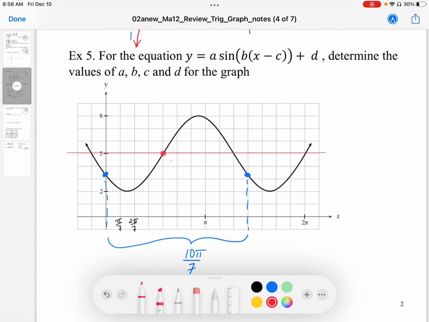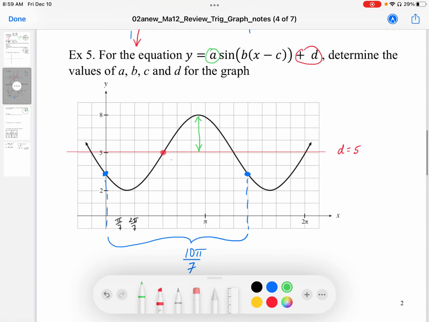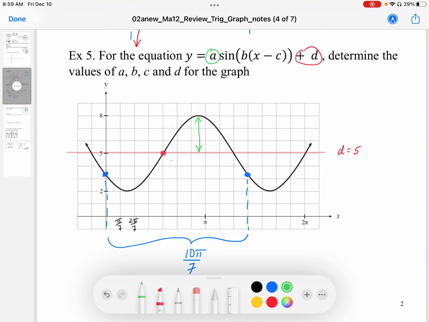So looking at D, sorry, I'm going to do D in red. That D is going to be determined by the middle line. The middle line is going to be +5, so D is equal to 5 in this case. Once I found D, I'm going to look at my amplitude. The amplitude is the distance from the middle line to the max, so we can just count this as the A value is equal to 3.